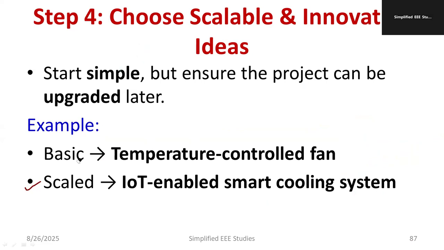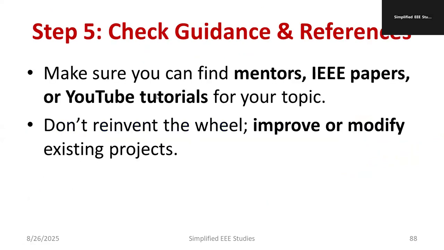Okay, so try to go for scaling type prototypes. If you go for a scaling type prototype, there is very good scope for future expansion or future development. Coming to step number five, check the guidelines and references. Make sure that you find suitable mentors and find IEEE, Elsevier, Springer, Taylor and Francis papers or YouTube tutorials, relevant and genuine YouTube tutorials. Correct, and don't reinvent the wheel, improve or modify the existing project.